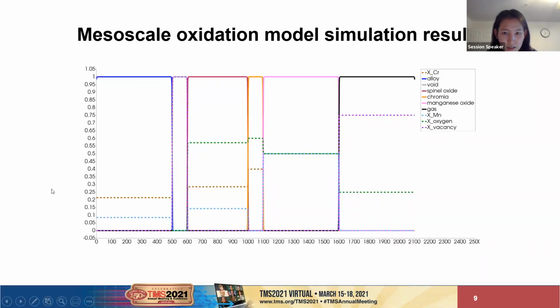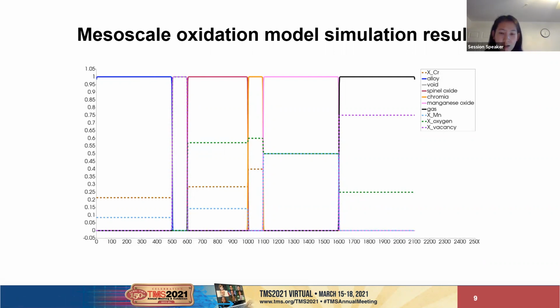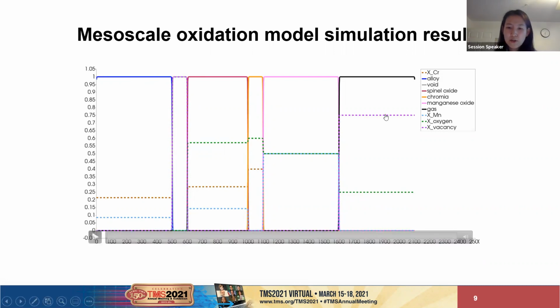This is the mesoscale oxidation simulation result we obtained. So the solid lines represent the phases, the order parameters, and the dashed lines are the molar fraction of the diffusing species. So specifically, the purple dashed line is the molar fraction of the vacancy. The green is the molar fraction of oxygen. The brown is chrome, and the light blue is the molar fraction of the manganese.